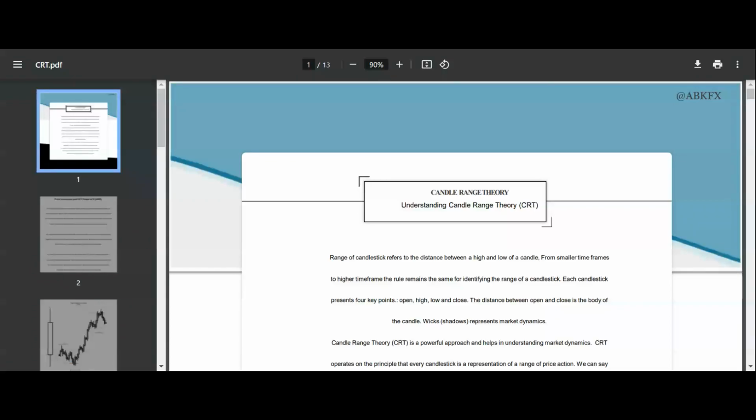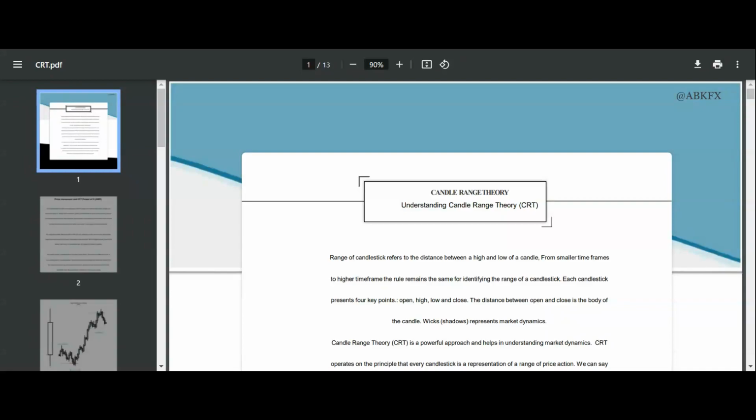To understand CRT, we first need to understand what a range is in a candlestick, and it just refers to the distance between the highs and lows of a candlestick. In a smaller time frame, in a higher time frame, you can always see CRT. CRT is everywhere on the chart. It does not matter the time frame.